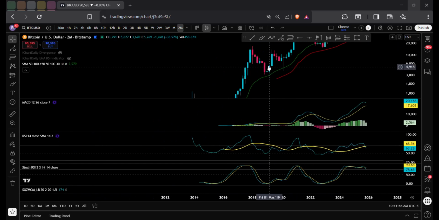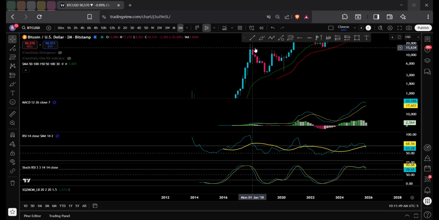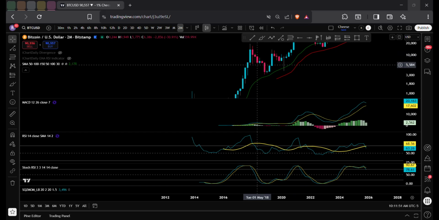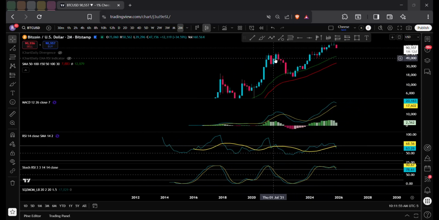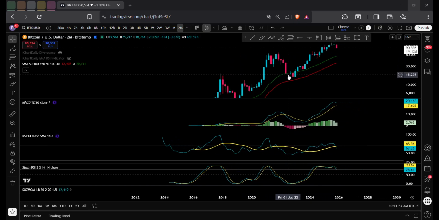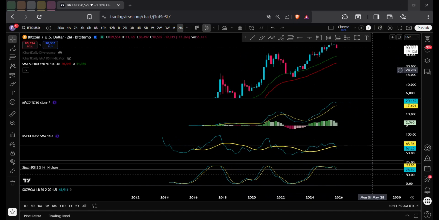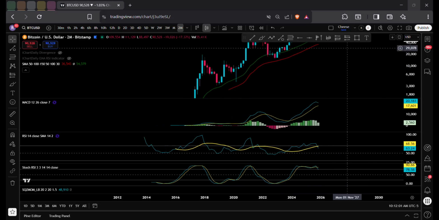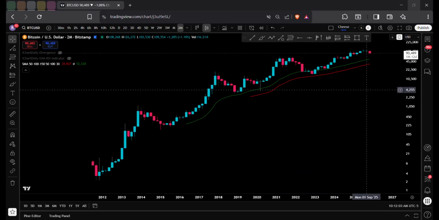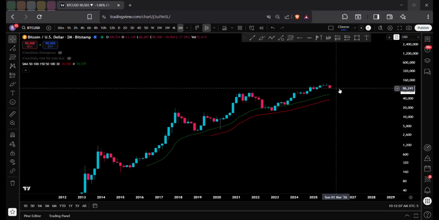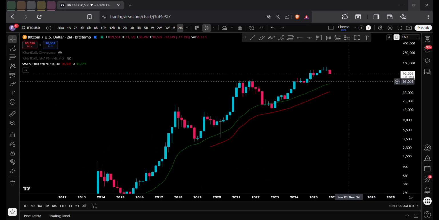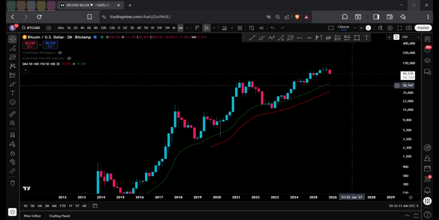You have blood, 15,000 down to 5,000. You have this one, right? We went from the break of 50,000 down to 17,000. And when this happens, once again, can we go back to the moving averages of the yellow and the green for Christmas? That would bring us down to 61,000 to potentially 50,000.